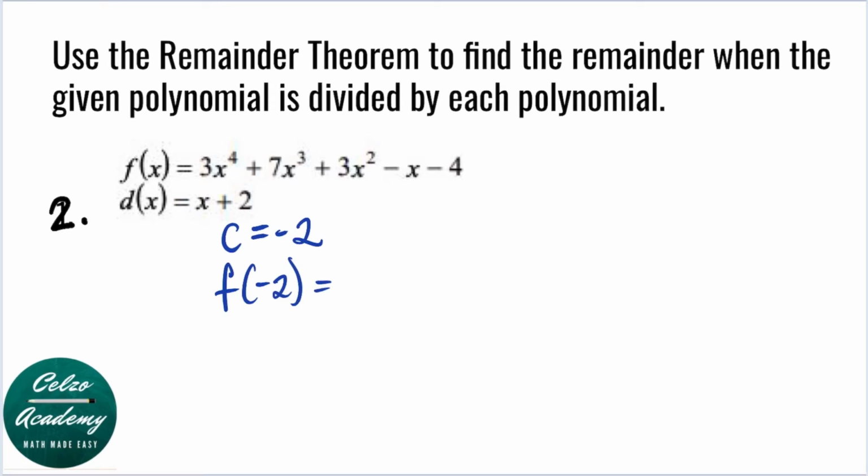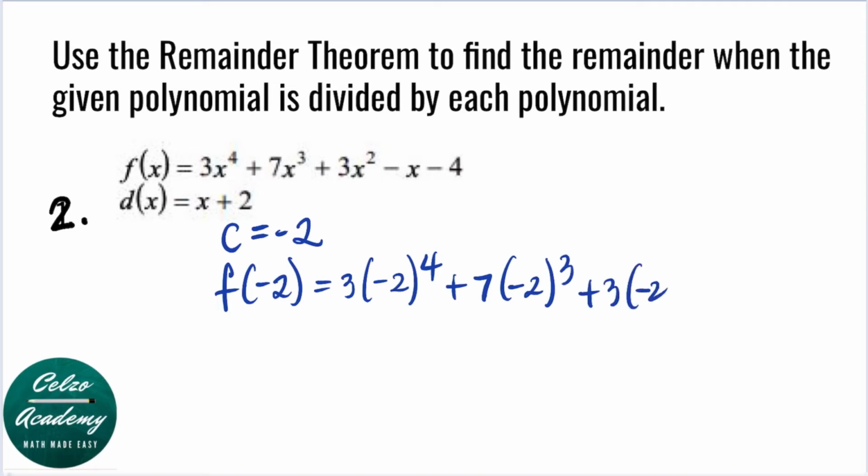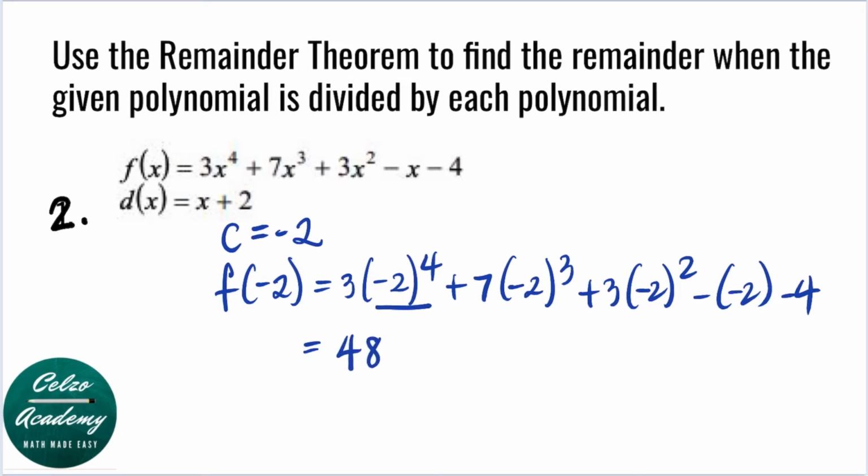We now plug in negative 2 into our f of x. We have 3 times negative 2 to the fourth power plus 7 times negative 2 to the third plus 3 times negative 2 squared minus the negative 2 minus 4. Simplifying this, negative 2 to the fourth power is 16. 16 times 3 is 48. Next, negative 2 to the third is negative 8 times 7, we have minus 56.